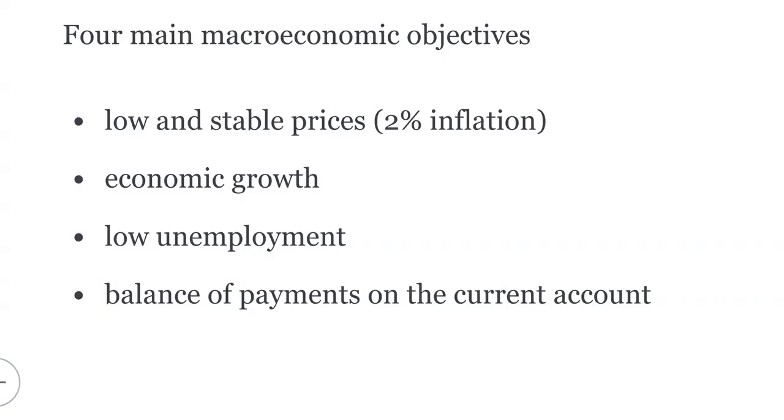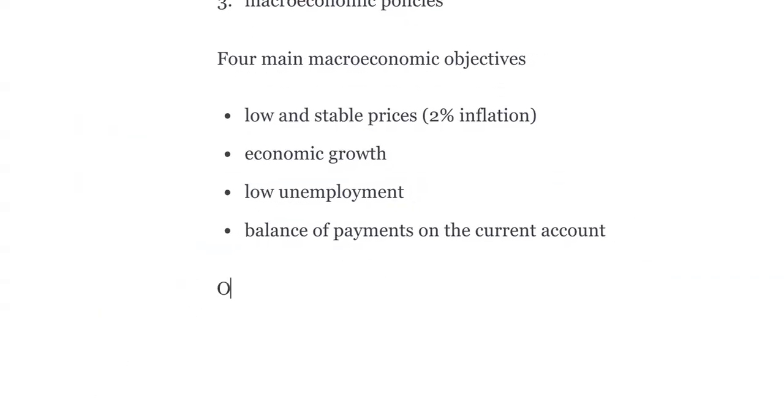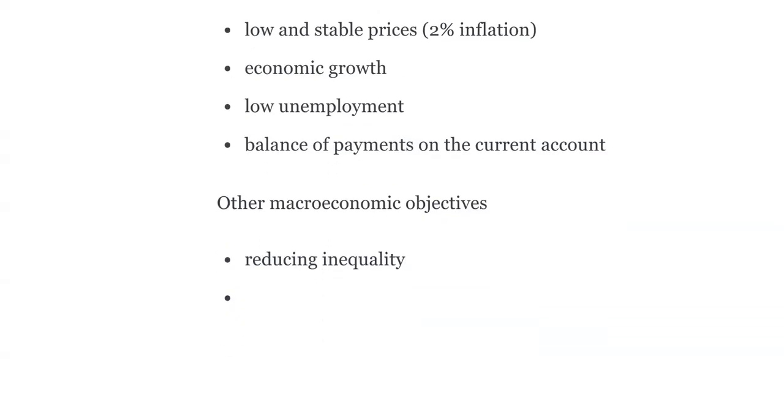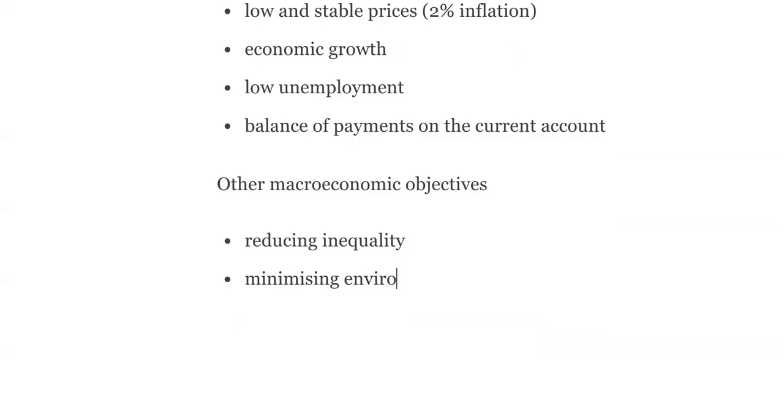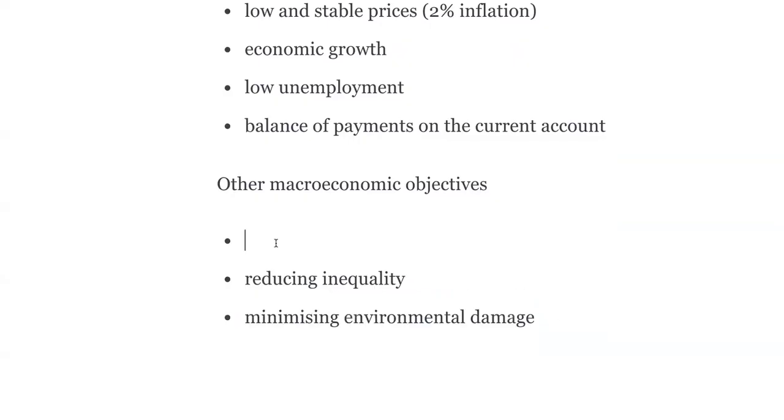And then I would say you've got side objectives. So one of them was what you guys said, which is not a main one, but it's reducing inequality or redistributing income and wealth. You've got minimizing environmental damage, but again, not a main one. And probably the most important that's not a main one is balancing the budget or reducing national debt.